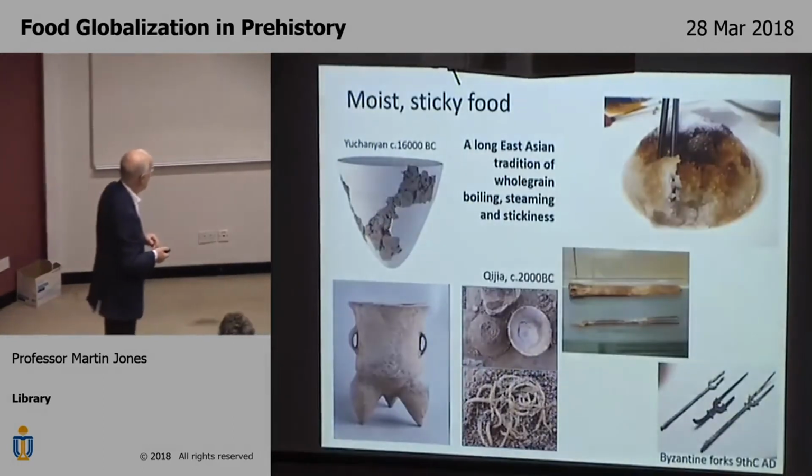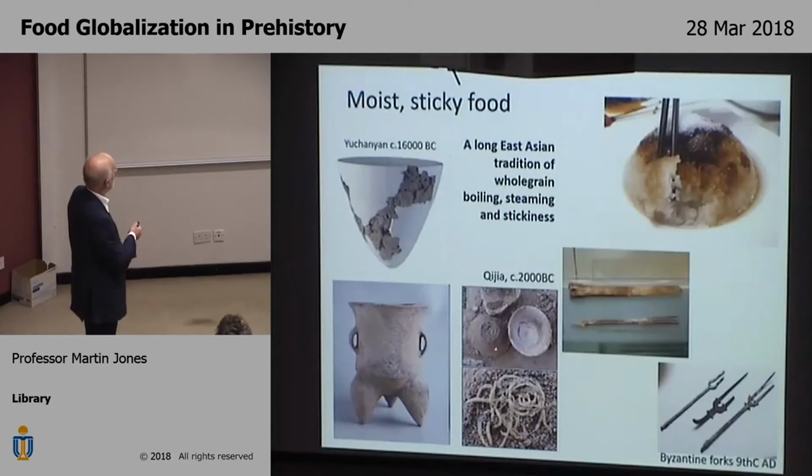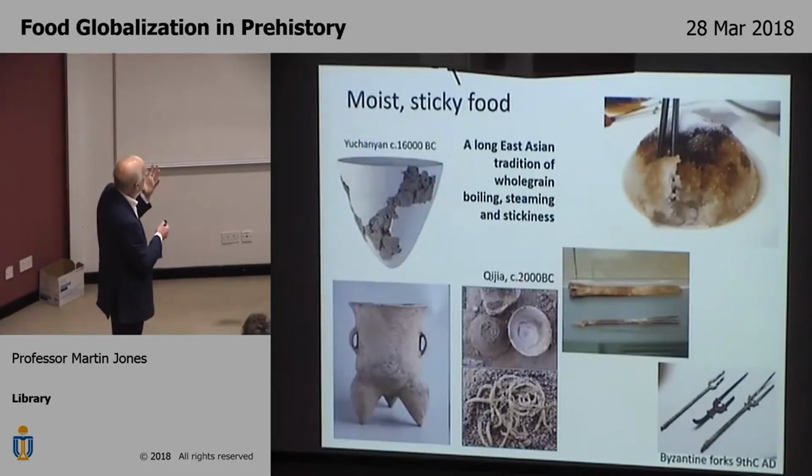And here's another slide to again elaborate on that wet, sticky, whole grain cuisine in the East. On the one hand, as I say, you have these ancient pots. You have pots that are clearly for steaming. This is from much more recent times, 4,000 years old. Here's what are claimed to be the earliest noodles in the world from the site of Lajia.